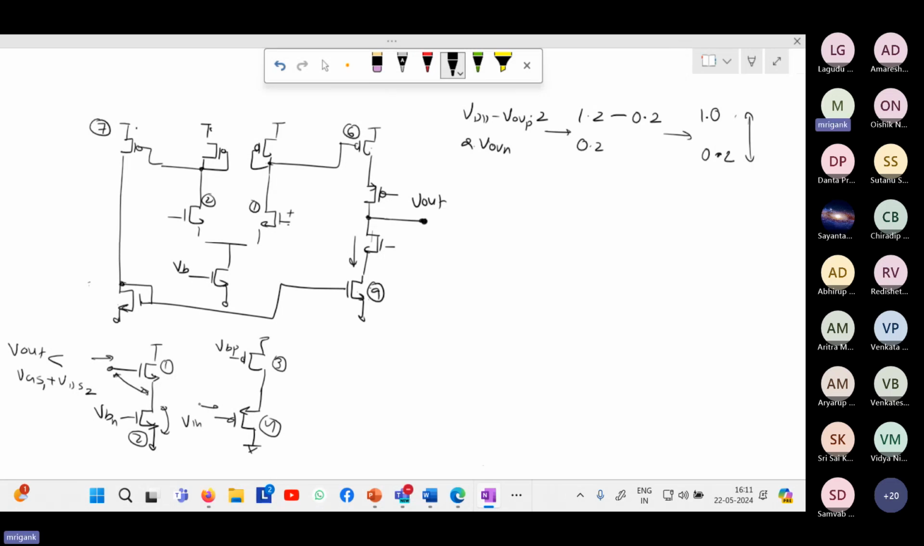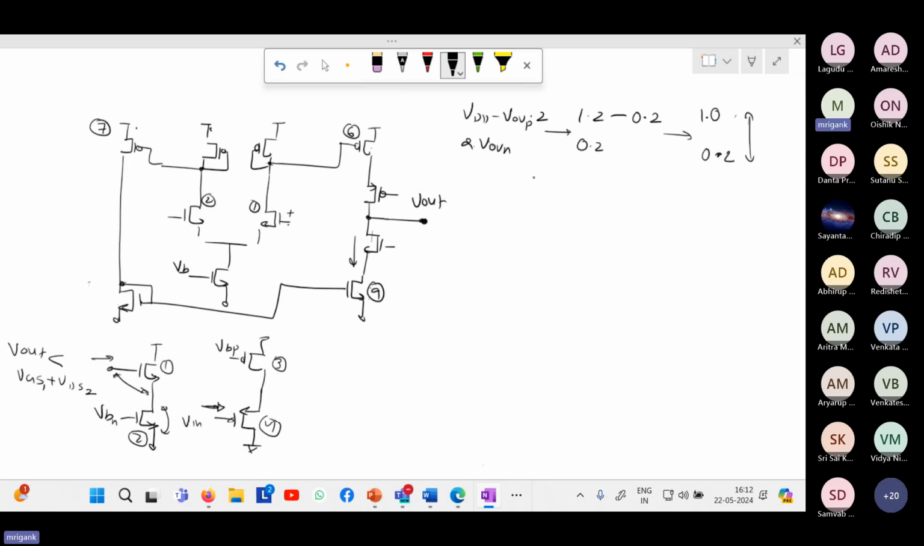Likewise, for only PMOS, what is the problem? For only PMOS, because input is applied here, as we go towards a higher value, it will be turning off likewise, right? So either only PMOS or only NMOS will not serve the purpose. So we need to combine both of them. So how do we combine?